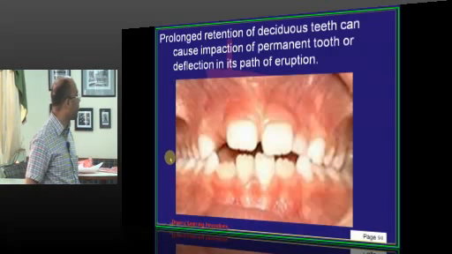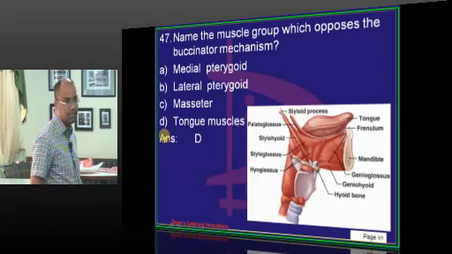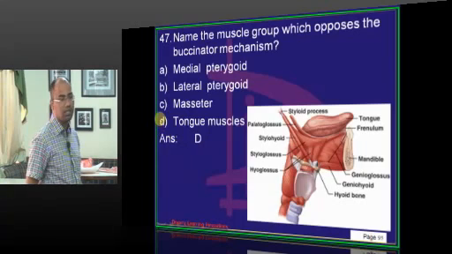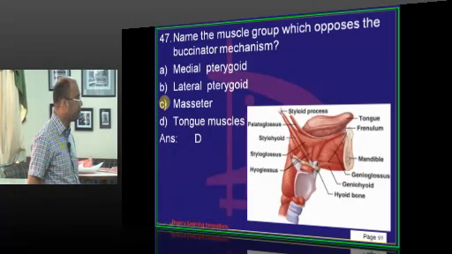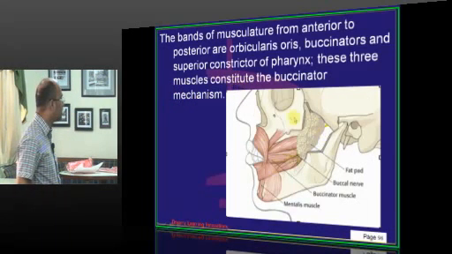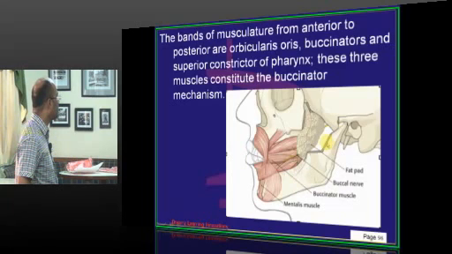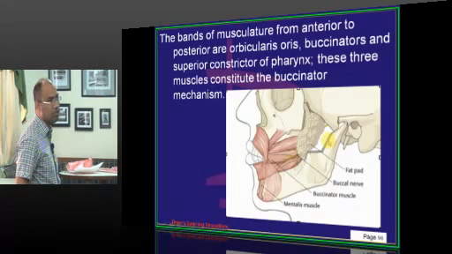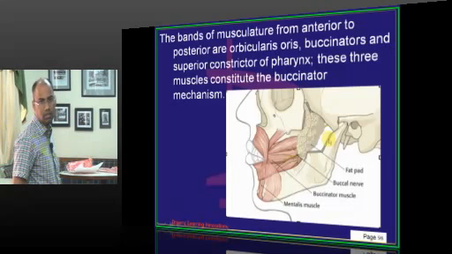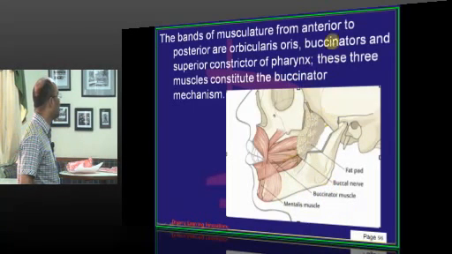Okay. Name the muscle group which opposes the buccinator mechanism. As I told earlier, it is the tongue. What is acting from inside? It is the tongue. And the bands of musculature, what is the buccinator mechanism? It is nothing but this entire band, running from the orbicularis oris, the buccinator, and then to the superior constrictor of the pharynx to the pharyngeal tubercle. So the encircling band around the oral cavity is nothing but your buccinator mechanism.